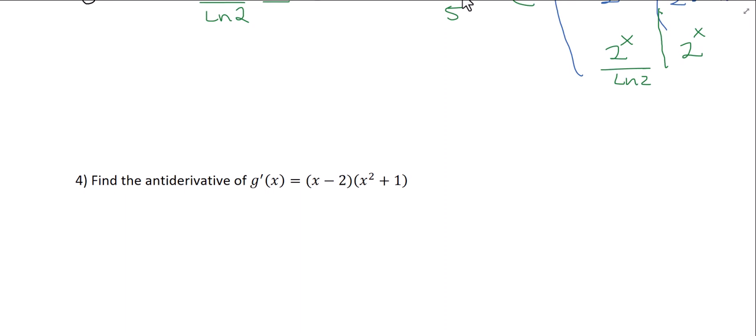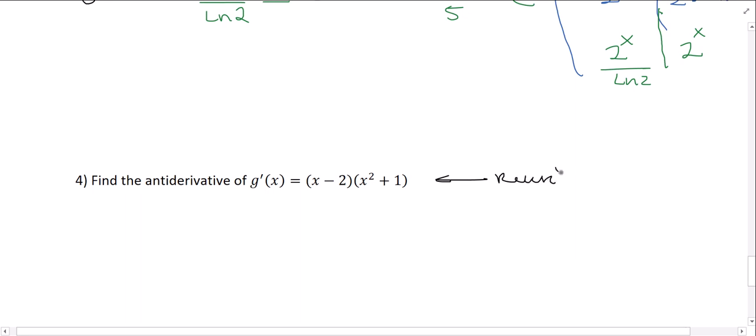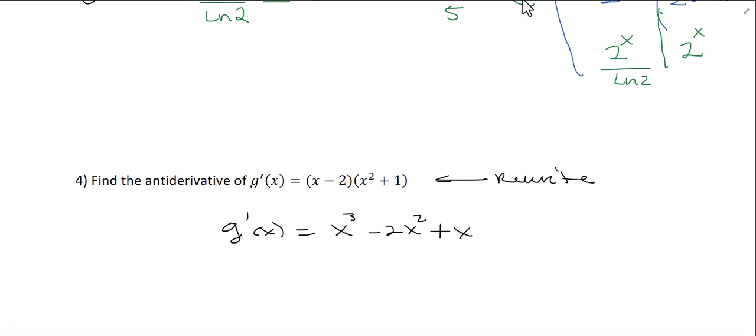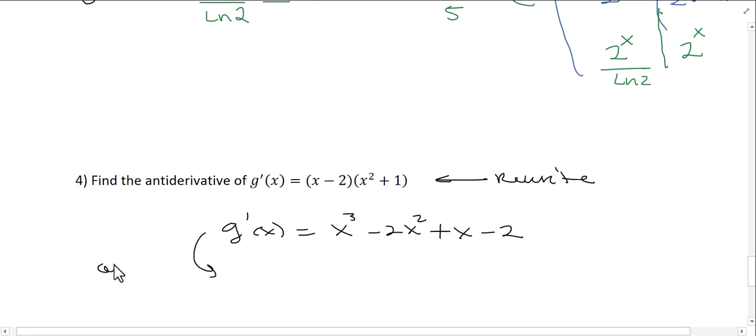So let's multiply this out, right? Let's rewrite it so that we can then use the general power rule. So g prime of x is going to be, multiply this out, x cubed minus 2x squared, plus x, and minus 2. So that is rewritten, and so now I can take the antiderivative.